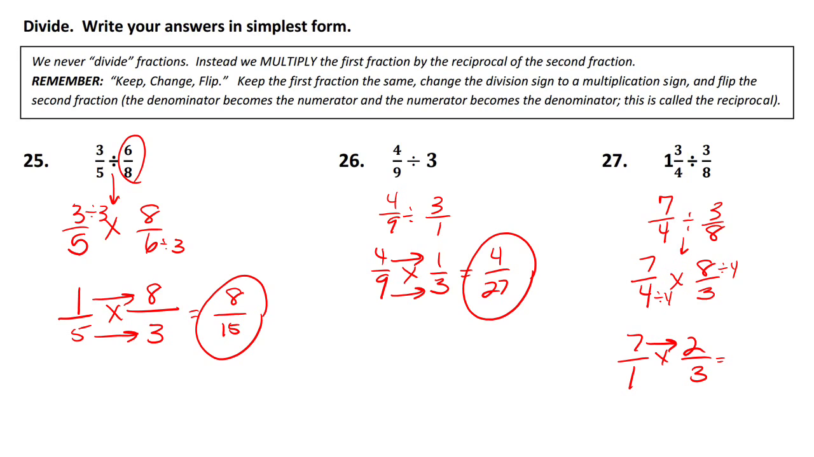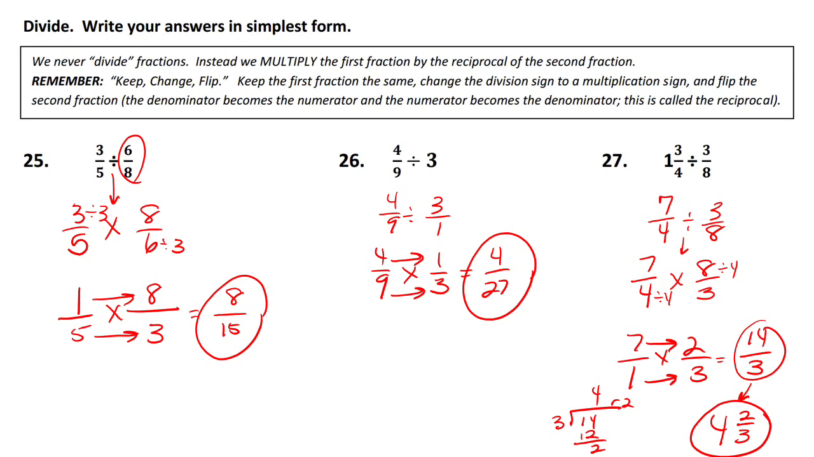You just see the steps on the screen. If you need to pause it at any time, pause it. So you should get 14/3 as an improper fraction. And then we can go ahead and do a little bit of long division. If you're stuck, 3 goes into 14 4 times with a remainder of 2. So here, this improper fraction will become 4 2/3 as a mixed number.